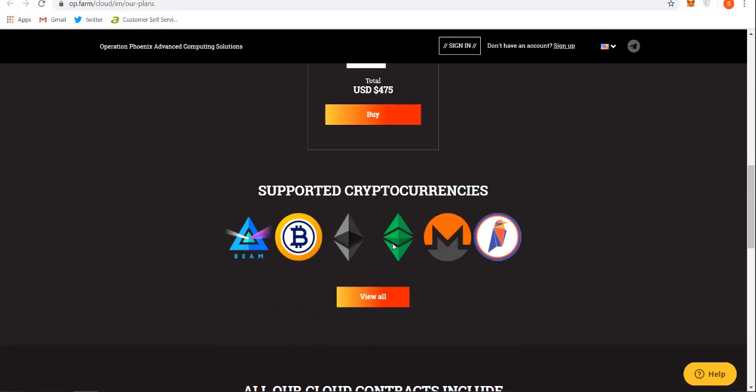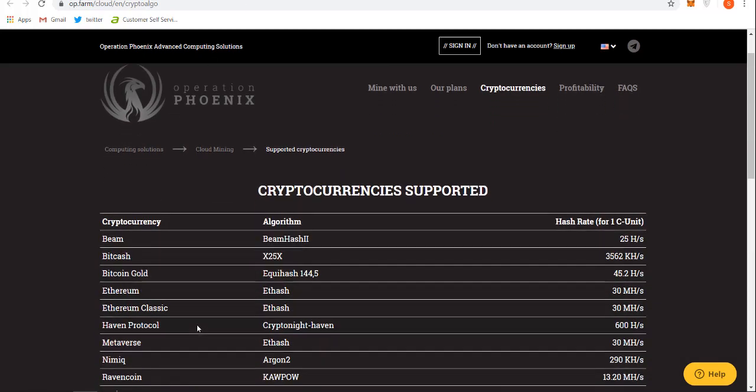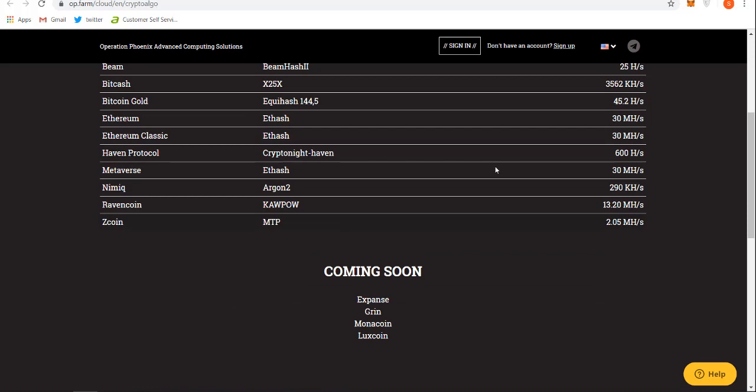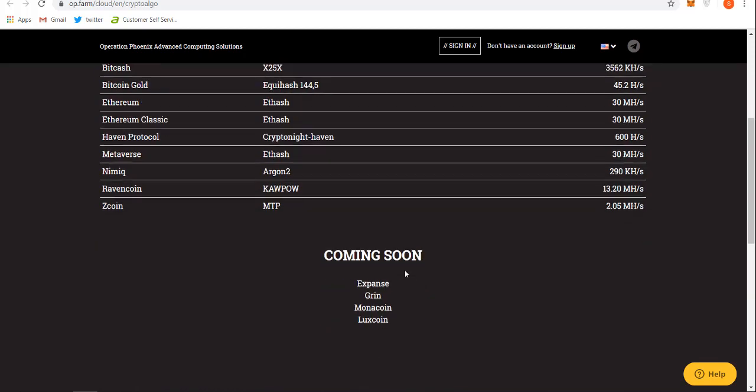And these are the supported currencies, that is Beam, Bitcoin Cash, Bitcoin Gold, Ethereum, Ethereum Classic. And these are the hash rates, that is if you buy 1 unit, then you will get 25 hash rate. Also, if you want to choose Bitcoin Cash, then you will get 3562 kilo hash rates. And these are different among all the currencies. Means hash rates are different for all the currencies, and it is calculated according to their mining difficulties.